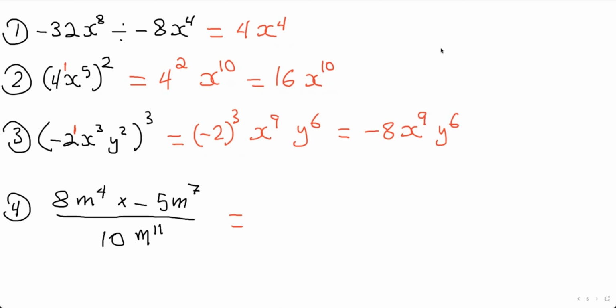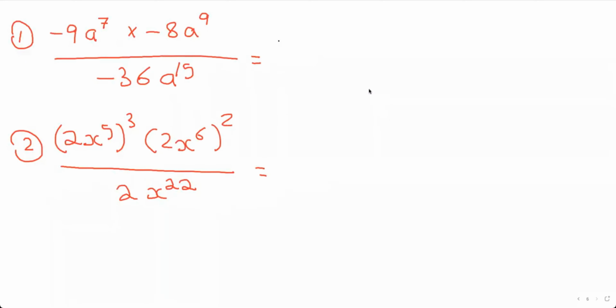How about the last one here? You multiply the tops, and you get negative 40 m to the 11 over 10 m to the 11. Negative 40 divided by 10 gives you negative 4, and m to the 11 divided by m to the 11 cancels out. You don't have any m's anymore. There's no m. So again, everybody knows how to multiply negative 9 times negative 8, which is 72. And a to the 7 times a to the 9, we said when you multiply variables, you add their exponents. And then you have this on the bottom, negative 36 a to the 15.